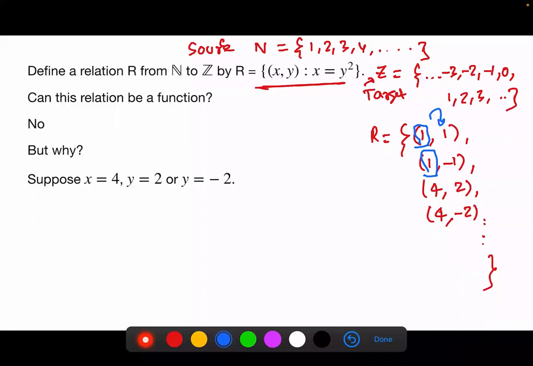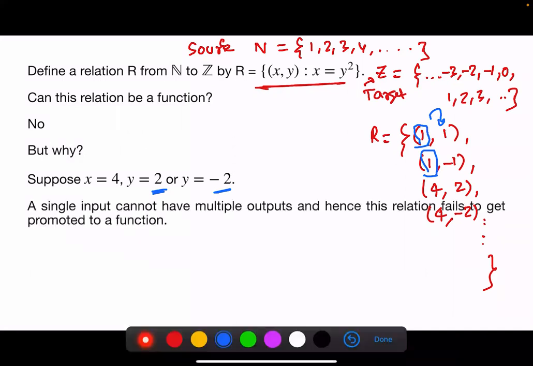Om, you understand why this cannot be a function? Okay, so here if you see your output, it has two values. The second condition says that your input cannot have more than one output. It should have only one output. So that is why a single input cannot have multiple outputs. So hence this relation fails to get promoted to a function.